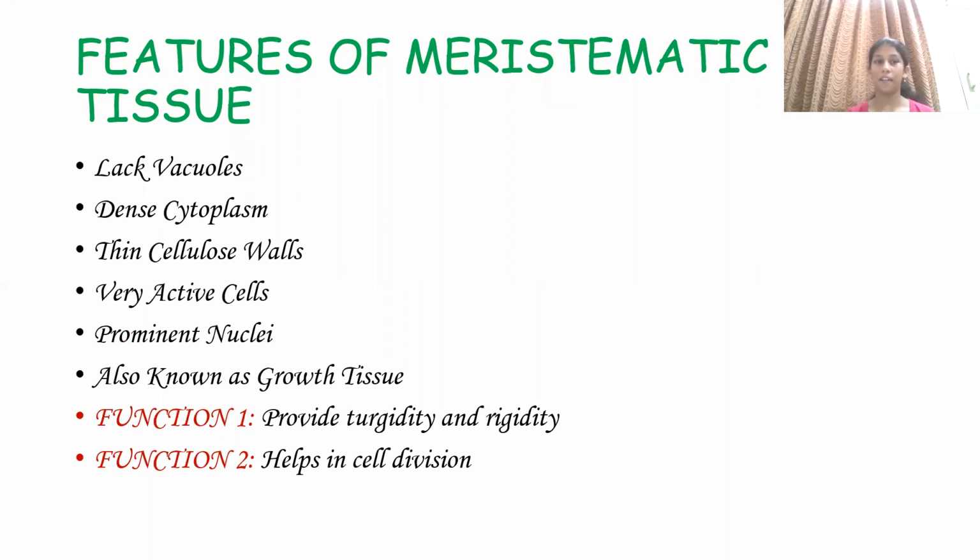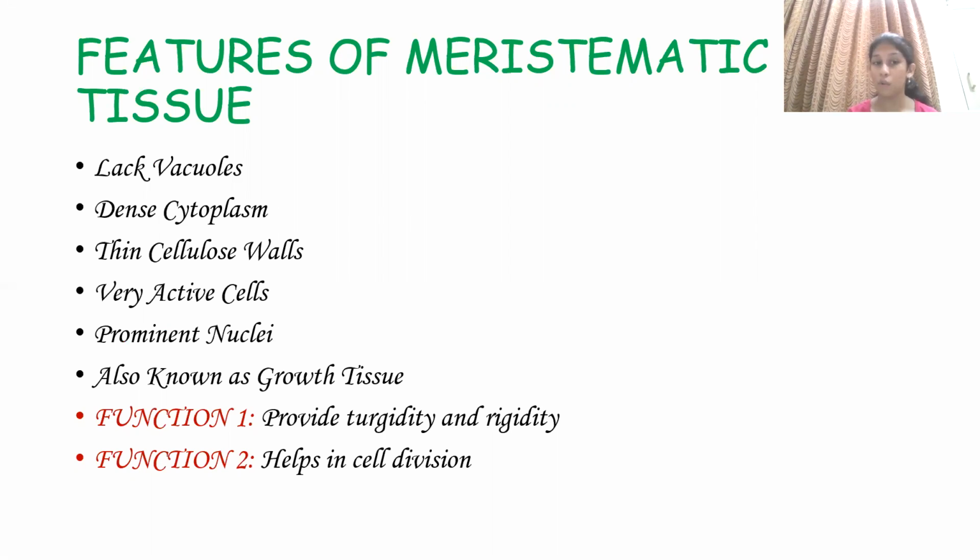Coming to meristematic tissue, first let us know how it looks. What are the features of meristematic tissue? They lack vacuoles, they have dense cytoplasm, and they have very thin cellulose walls. Why is it mentioned as thin cellulose walls? We know that the cell wall of a plant cell is made up of cellulose. So they have very active cells, because these meristematic tissues keep on dividing continuously, and they have prominent nuclei.